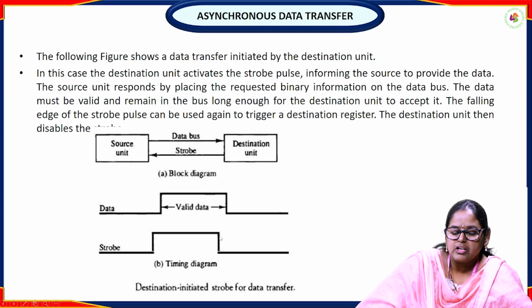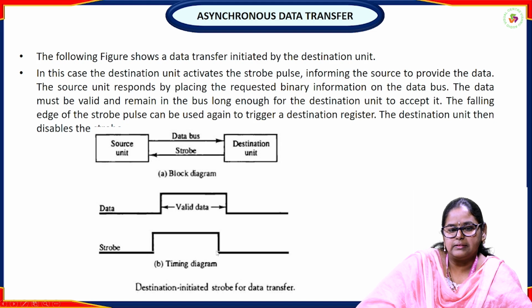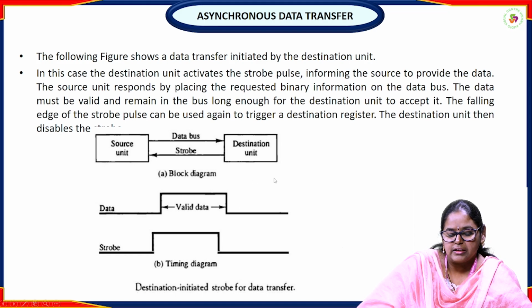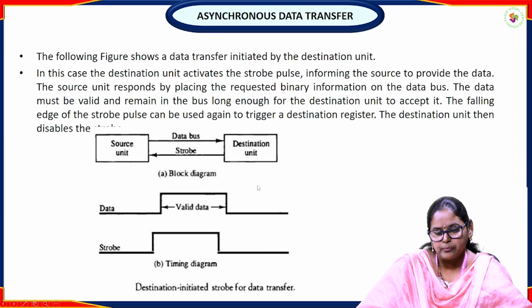After that, the destination unit removes the strobe pulse, which is represented through the falling edge of the clock pulse there, and then the source removes the valid data from the data bus, which is shown through the falling edge of the data line there. Okay, this is how destination initiated strobe for data transfer happens.